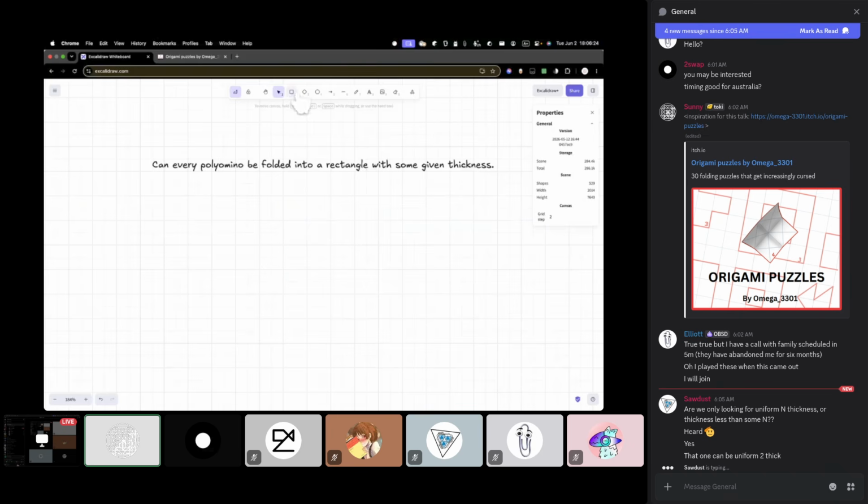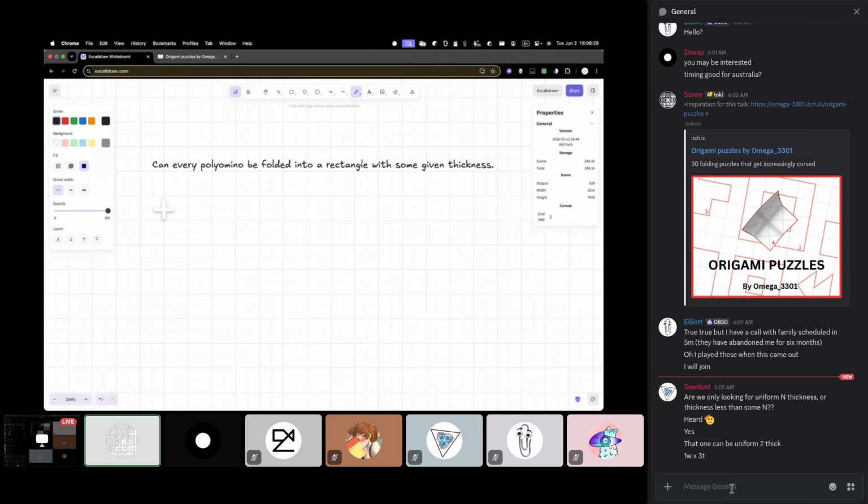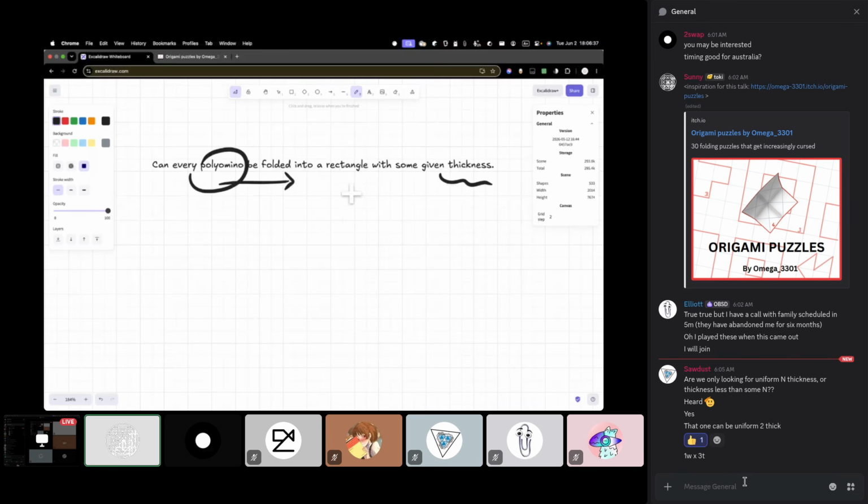We're gonna start with, okay, so the way that this is gonna work is that we're gonna analyze every single polyomino, and then we look at what thicknesses the rectangle would fold into. So for instance, let's start with the simplest of the polyominoes, one by one. Anybody has any idea at what rectangles it can be folded into? Like what thicknesses the rectangle can be if it's uniform thickness?